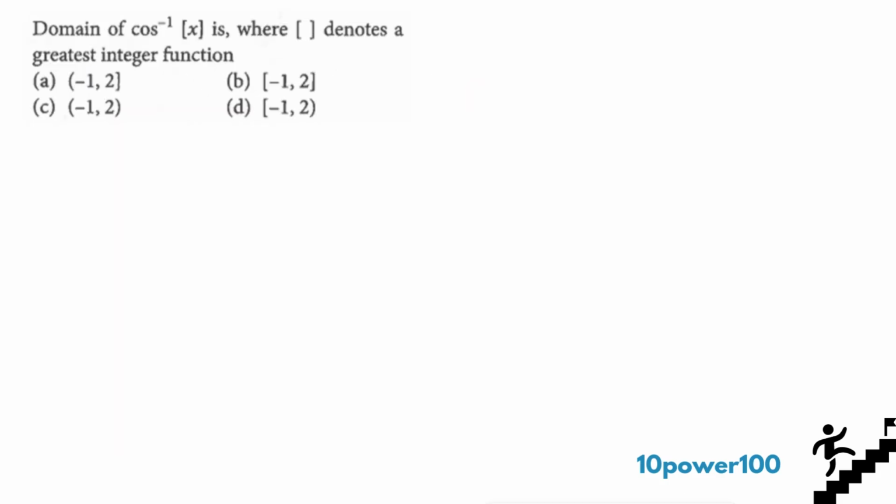Now the next question is where they have given the greatest integer function. So option A, B, C, D is given. Let's find out what it is. You all know that the range of cos inverse x, or else the principal value branch of cos inverse x, is in between 0 to pi. This is the range, or principal value branch, of cos inverse x.